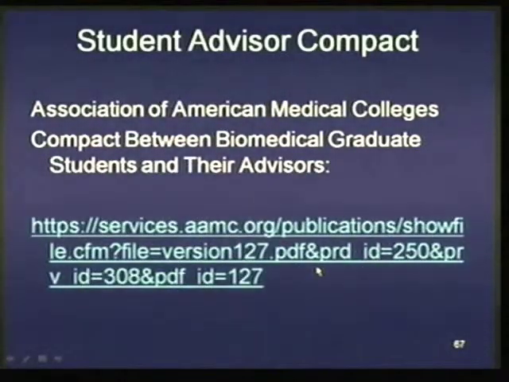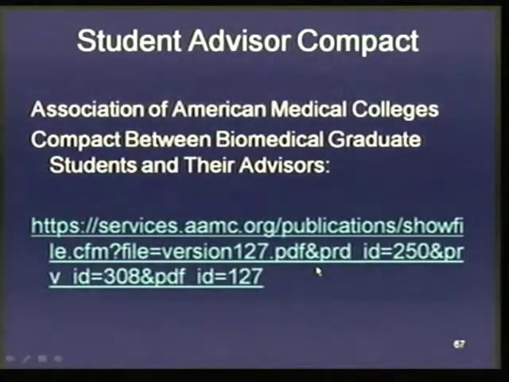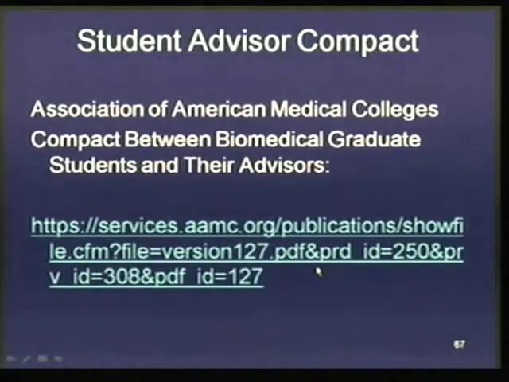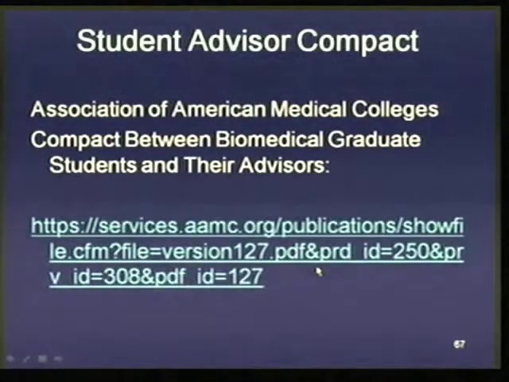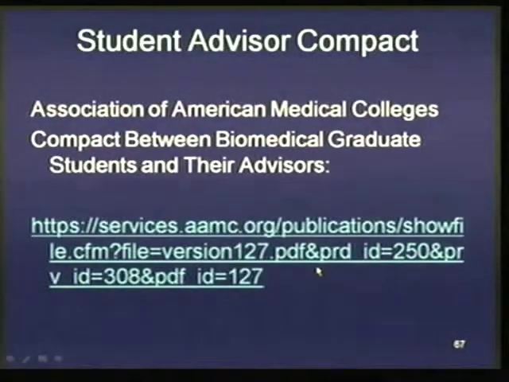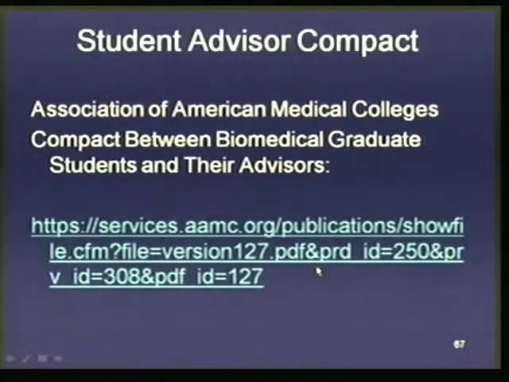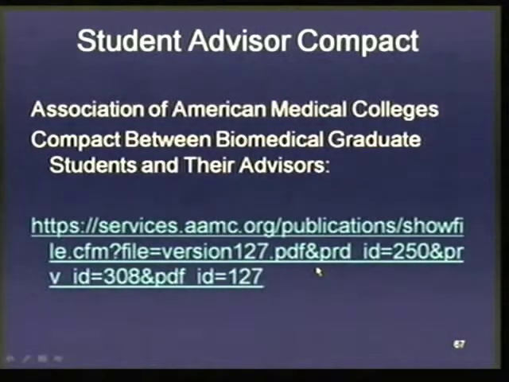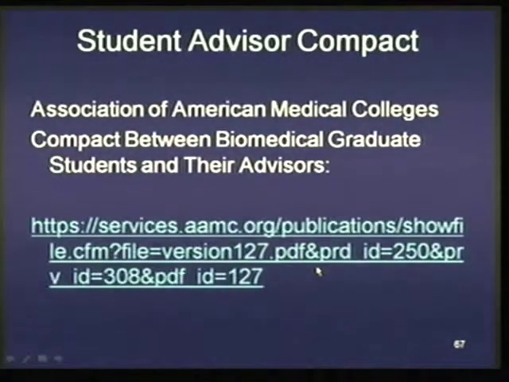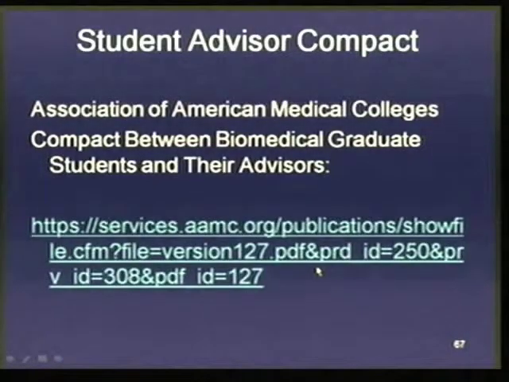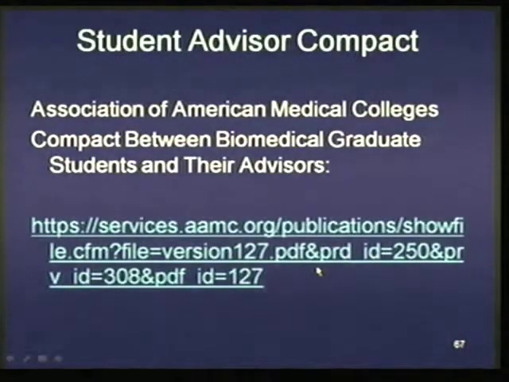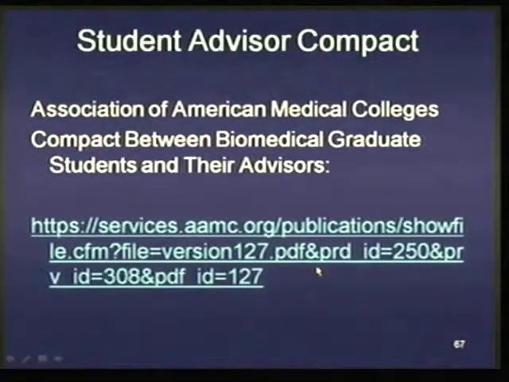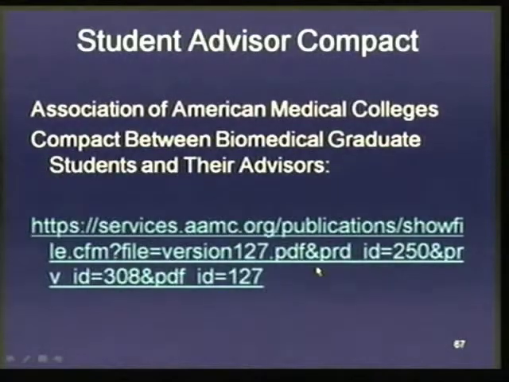Now, I'm not going to go into great detail on mentorship, but in terms of looking at how students and their faculty mentors can interact, there is a very nice web source here where they have the Student Advisor Compact, which is drawn up by the American Association of Medical Colleges. This is a recommended little contract, just a couple of pages long, which maybe students and their advisors should sign and come to an agreement.